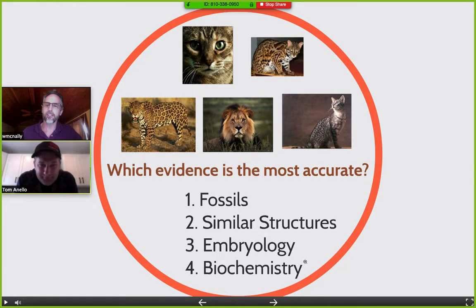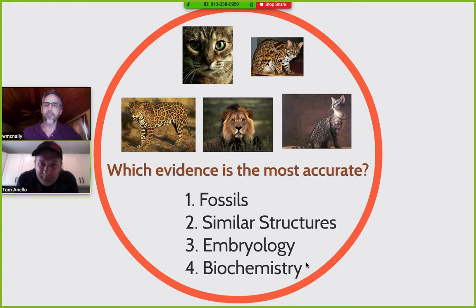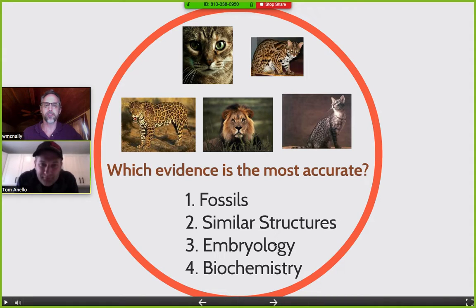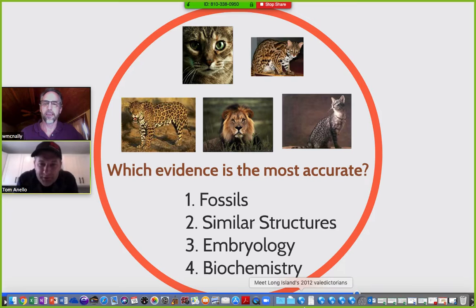So I kind of just answered the question. Let's see if they paid attention. Which evidence is the most accurate? The fossils, the similar structures, the embryology, or the biochemistry? Oh, it's definitely number 2, right? Because both the ones that have spots must be closely related. I want you to stop the video, Mr. Nell, and I want you to rewind and go to the last slide and hear what Mr. McNally said. And then you'll have the answer.